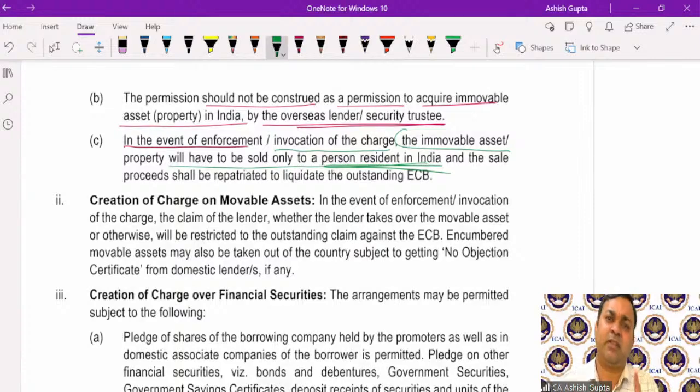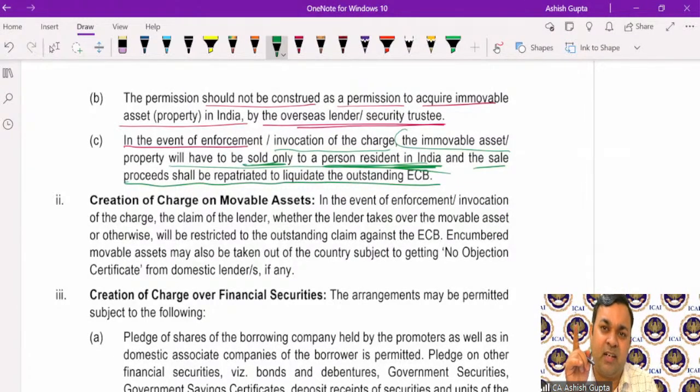And if a charge is created on the assets or the property, that is called immovable property, and say, for example, the Indian person fails to repay that amount to the foreign recognized lender, he will exercise his invocation of charge or execution of charge. So he will sell the property. Then the law has mentioned that first you need to sell such charged assets only to a person resident in India, and the sale proceeds shall be repatriated to liquidate the outstanding ECBs. A recognized lender is only eligible to receive this amount. He is not eligible to receive that asset.